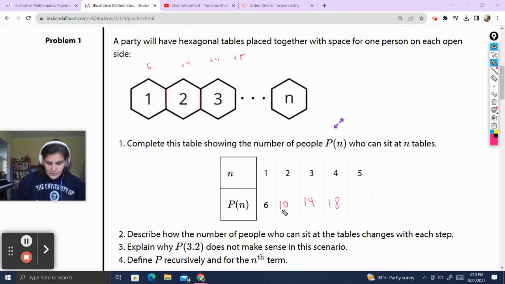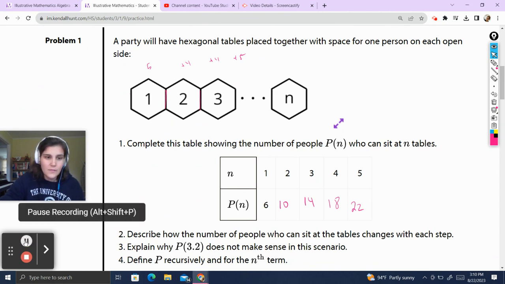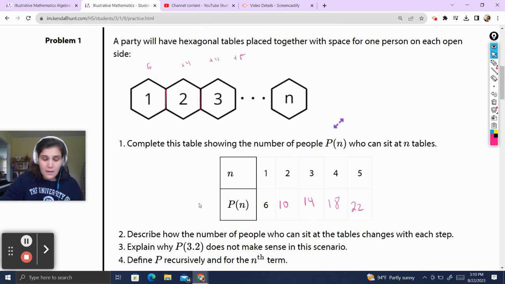I'll notice 6 to 10 is plus 4, 10 to 14 is plus 4, 14 to 18 is plus 4. So the fifth table, I'm going to say is plus 4, which 18 plus 4 is 22 people can sit at that table. Number 2, describe how the number of people who can sit at the table changes with each step. Well, the additional number of people that can sit at the table each time is plus 4, plus 4, plus 4. So if 4 additional people can sit, then you add an extra table.